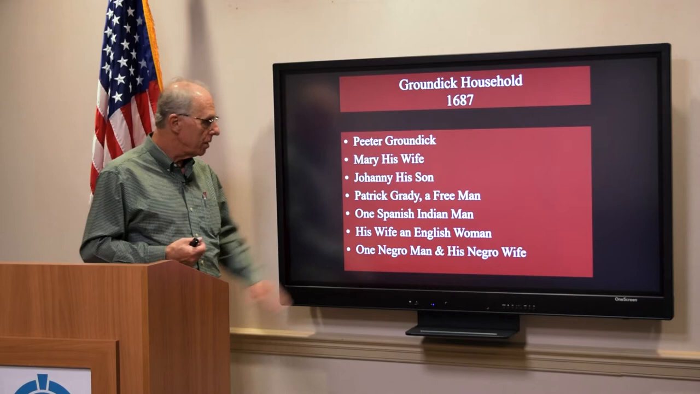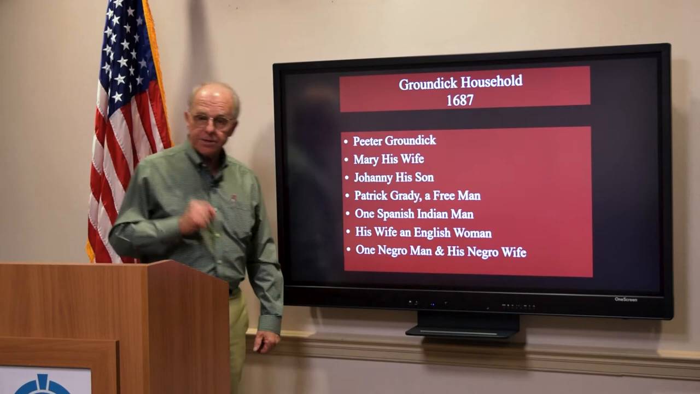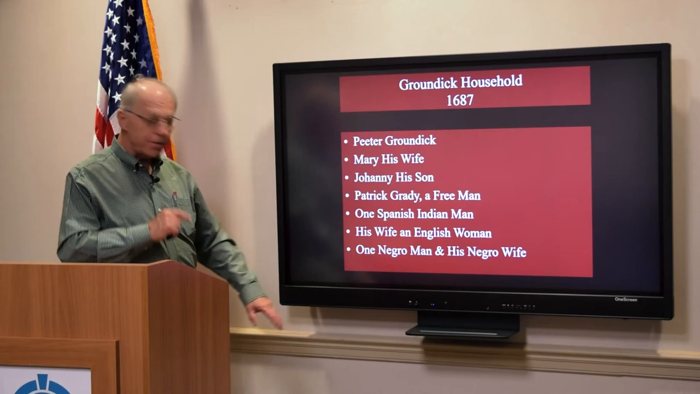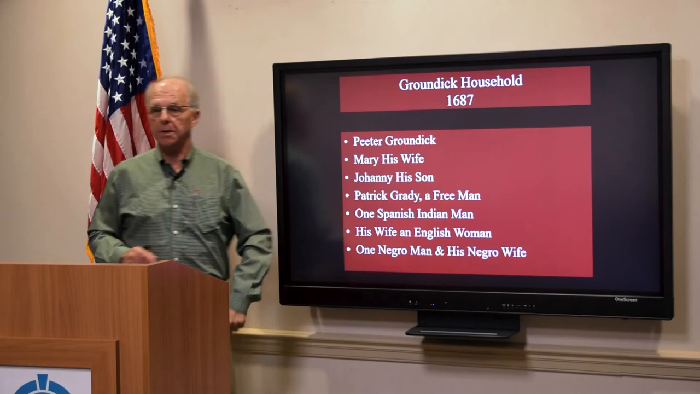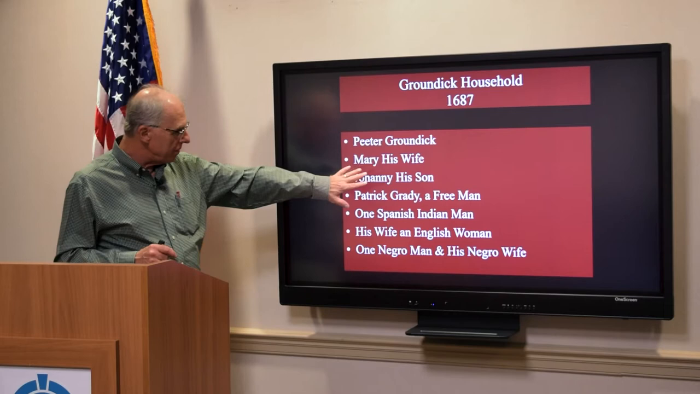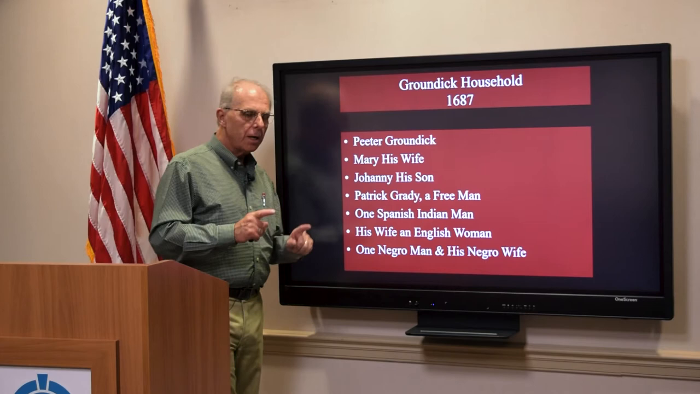Spanish Indian man. Spanish Indian is a euphemism for an Indian out of the Caribbean. And he had an English wife. So again, this diversity, this social complexity. Of particular interest are the people of African descent who are married. Here's a family unit that resides in this household itself. Not all of them look like this, but this will give you an idea of the diversity here, but also the fact that whoever kept this record made sure that everybody's social relationship was well known.